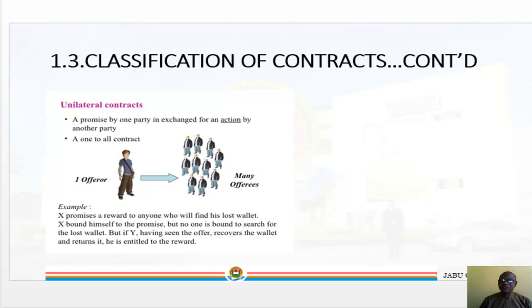An example of this is when X promises a reward to anyone who will find his lost wallet. X bound himself to the promise, but no one is bound to search for the lost wallet. But if Y, having seen the offer, recovers the wallet and returns it, he is entitled to the reward.